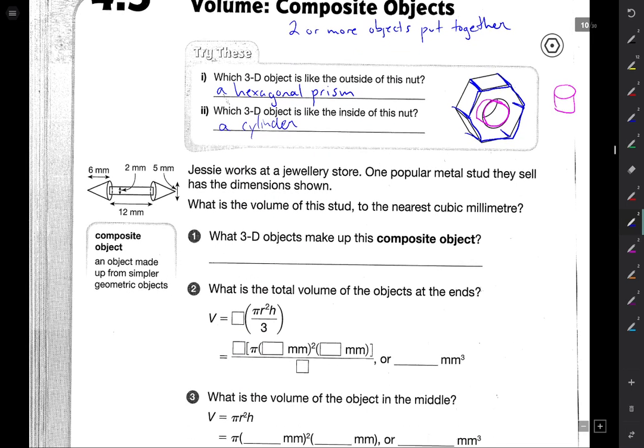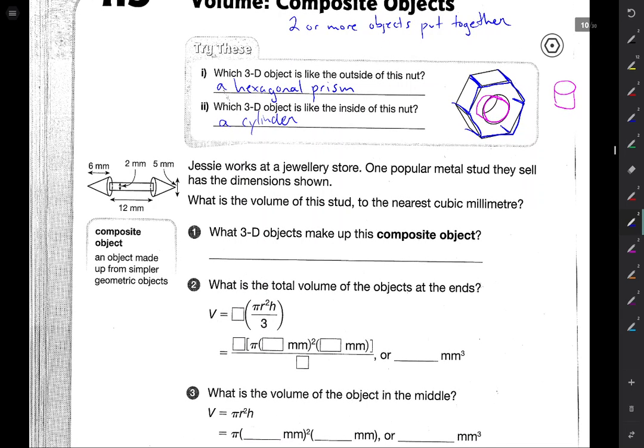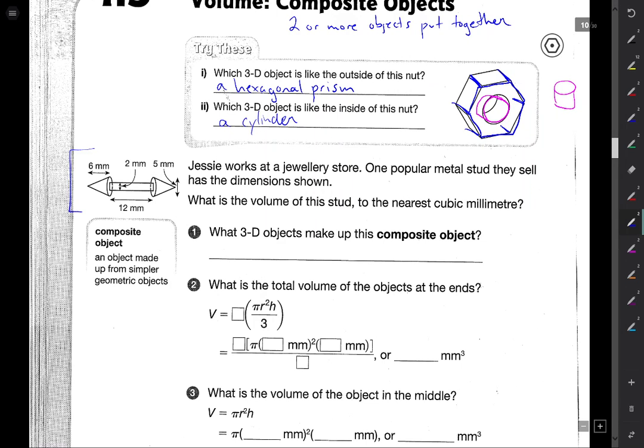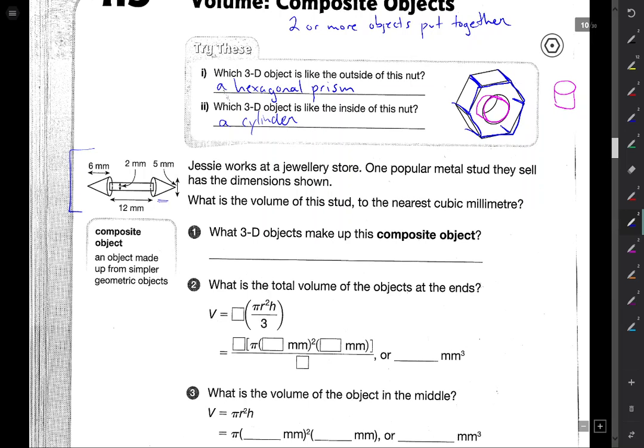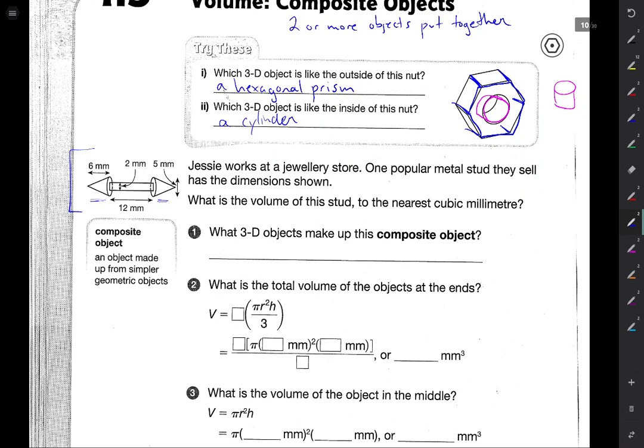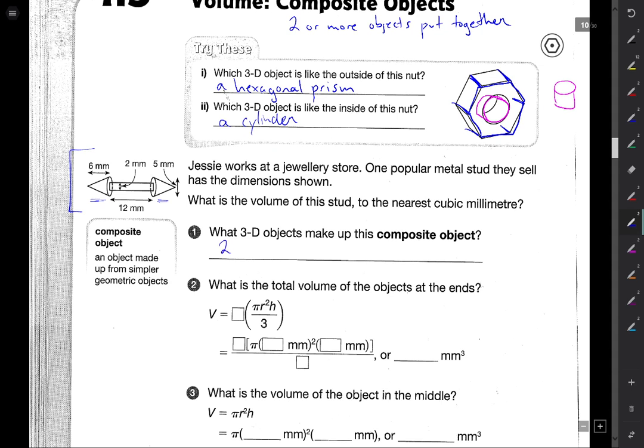So now let's look at finding the volume of these composite objects. Jesse works at a jewelry store. One popular metal stud they sell has the dimensions shown, so over here. What is the volume of this stud to the nearest cubic millimeter? You'll notice that this stud has a cone on both ends of it, and then a cylinder in the middle. So for A, let's put 2 cones, 1 cylinder.